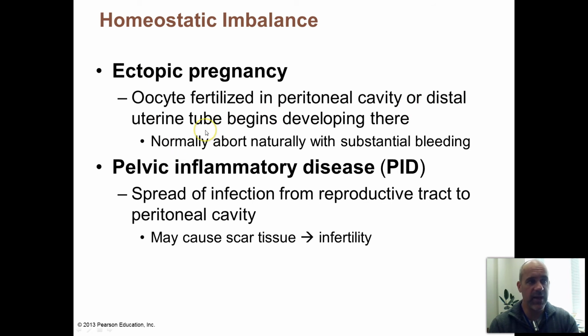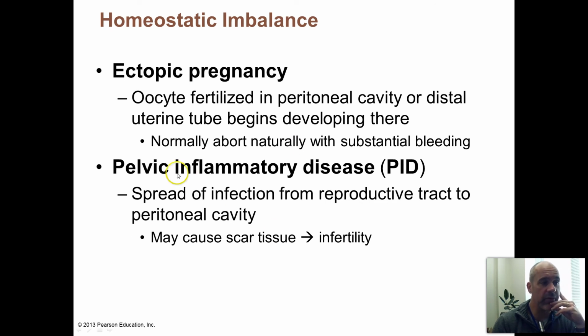So the implantation occurs in the fallopian tube or uterine tube rather than in the uterus. And those are normally going to abort naturally, but there will be a lot of bleeding. There's some risk for hemorrhage in the female, and also it can cause the uterine tube to rupture, which can cause a problem if the fallopian tube ruptures over on one side. Now the female is just left with one that's functional, so that could impact future attempts at getting pregnant.